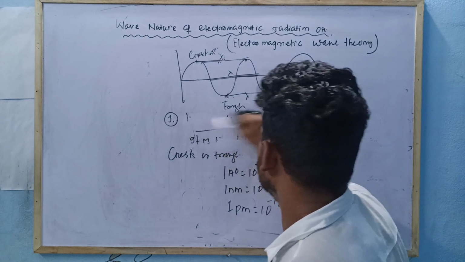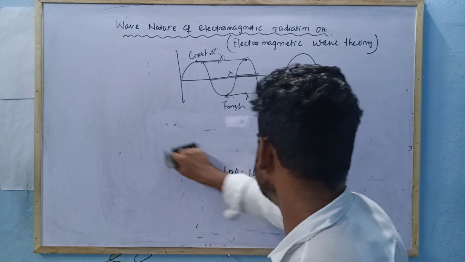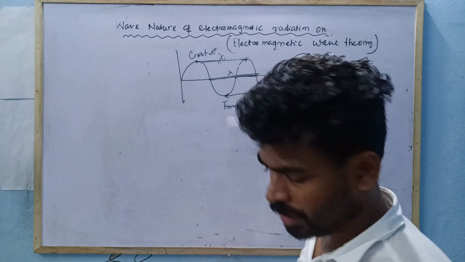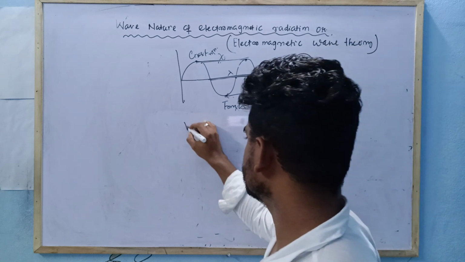So after wavelength, another characteristic is velocity.